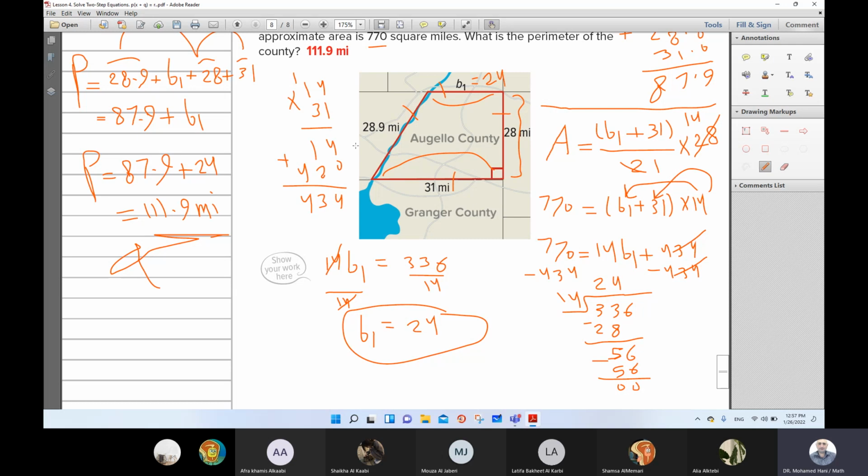So we can find the perimeter now. So the value of B1 will be 24. Now you can add 78.9 plus 24, you will get 111.9 miles. Is it okay now, Afra? Yes, Mr. It's okay now. Okay.